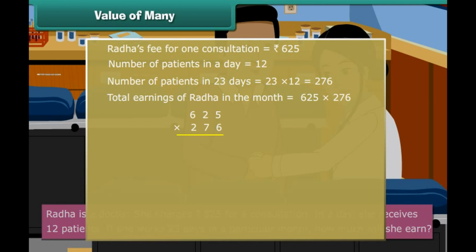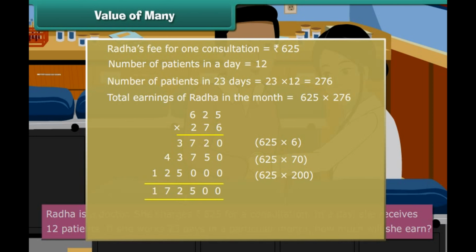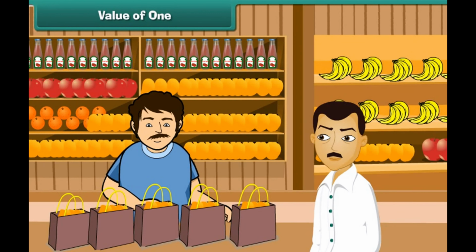Let us learn another technique of multiplication. First, we multiply 625 by 6. Then we multiply 625 by 70. Finally, we multiply 625 by 200. We add the 3 products to get 1,72,500 rupees. Therefore, Radha earns 1,72,500 rupees.